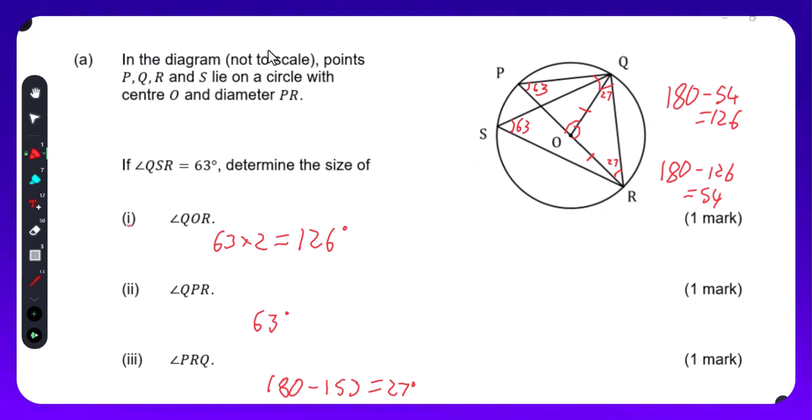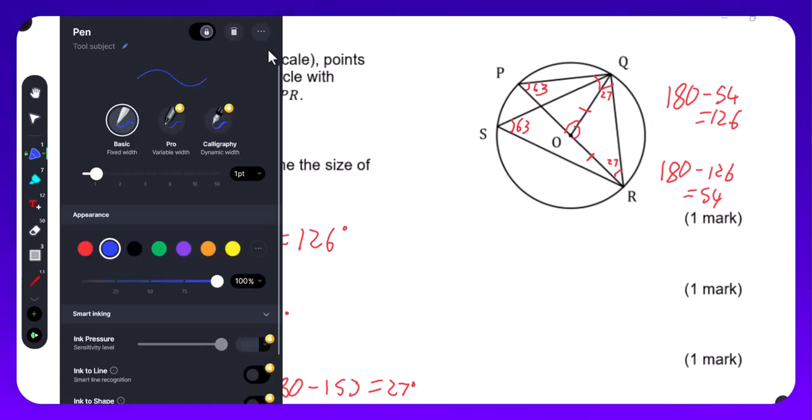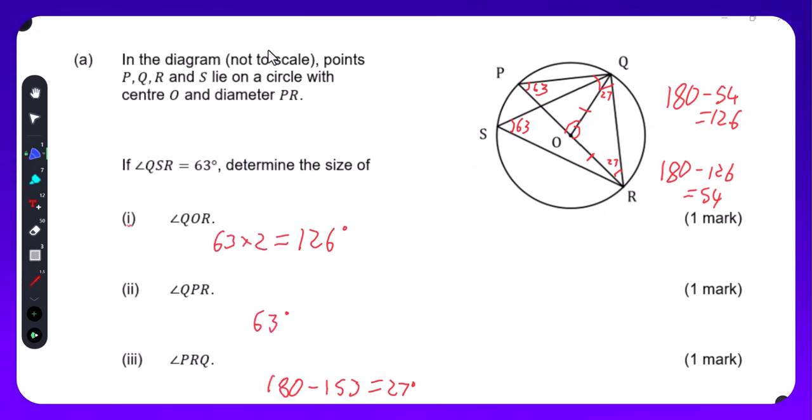I guess another way of solving for that one would have been, I'll just do this in blue now, that if that is 63 up there, this one is also 63, because they're both radii, and therefore 63 plus 63 will be 126, and there'll be 54 in the middle. So yes, 54 is the answer we needed for the last part, angle POQ.